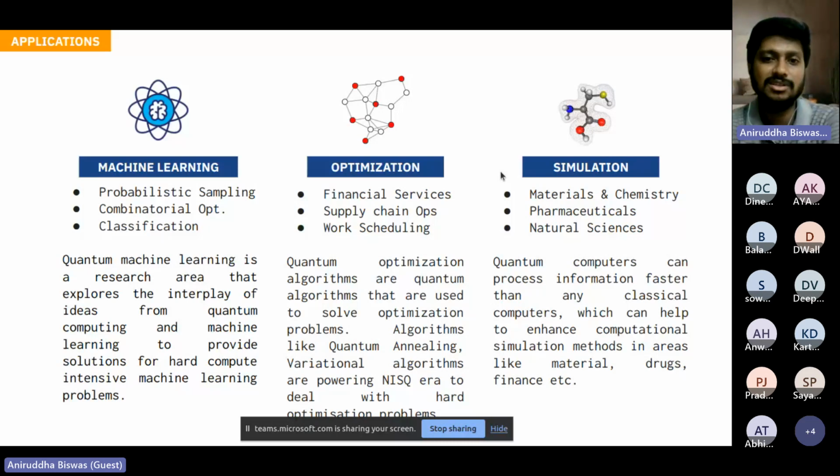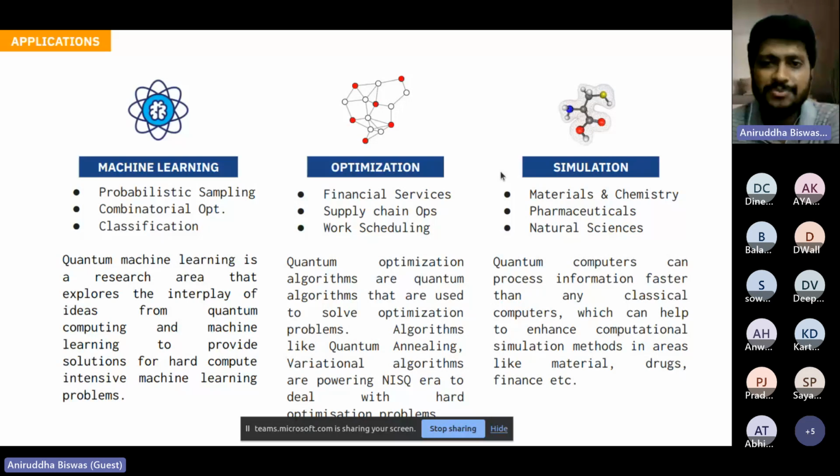The third thing, which is somehow today's topic, is quantum optimization. There are quantum optimization algorithms, a couple of algorithms which are very good for solving some optimization problems. There are a lot of different algorithms, and I'll be talking about a couple of them in a minute. Areas like financial services, supply chain, work scheduling, sometimes financial portfolio optimization. These are the areas where quantum computing can be very beneficial.